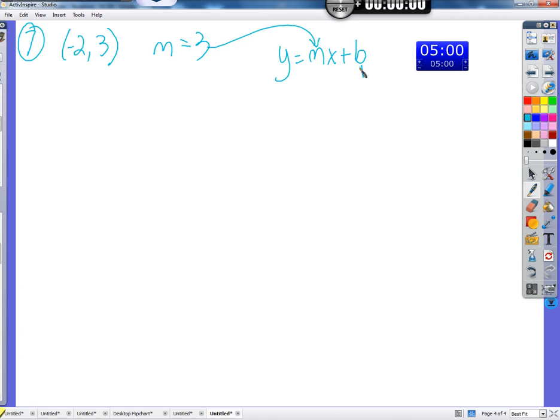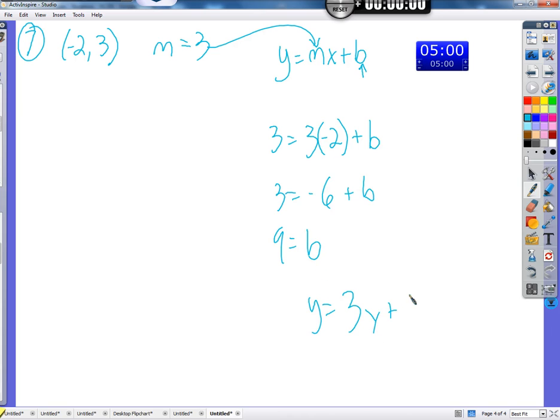But what we really need is b, right? Y and x are variables, and if you know what x is, you can figure out what y is, and vice versa. But you need b in order to do that. So how are we going to figure out what b is? You got an x right there. You know what a specific x and y are. You know what the slope is. So you can put in 3 equals 3, the slope, times negative 2, the x, plus b. 3 equals negative 6 plus b. And 9 equals b. Y equals 3x plus 9.